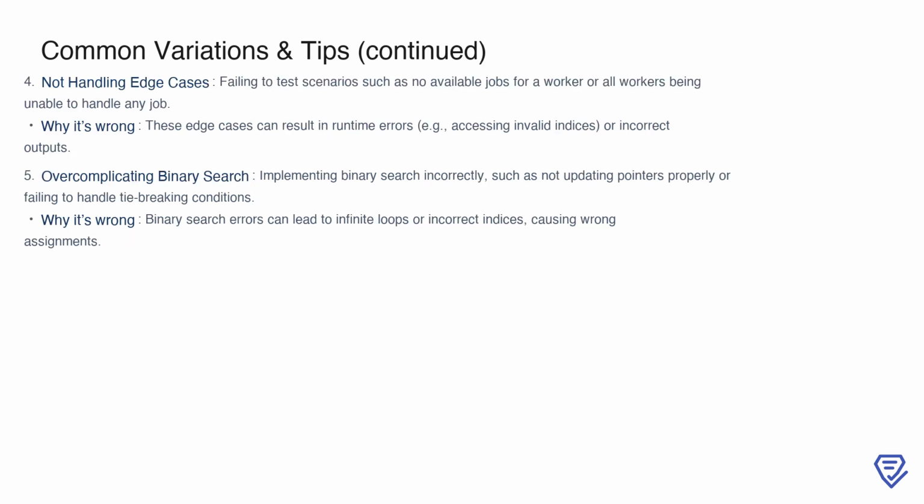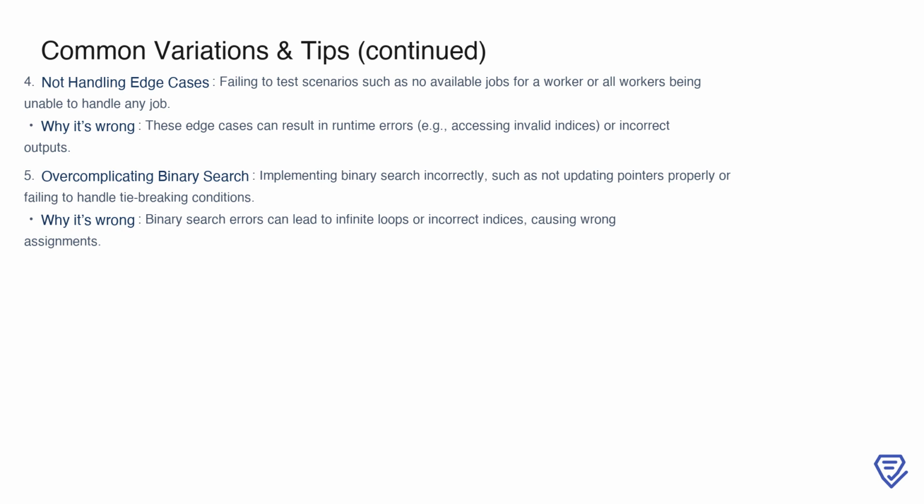Another critical error is not handling edge cases properly. Scenarios like no jobs being available for a worker or all workers being unqualified for available jobs are easy to overlook. Missing these cases can lead to runtime errors, such as accessing invalid indices, or result in incorrect outputs.